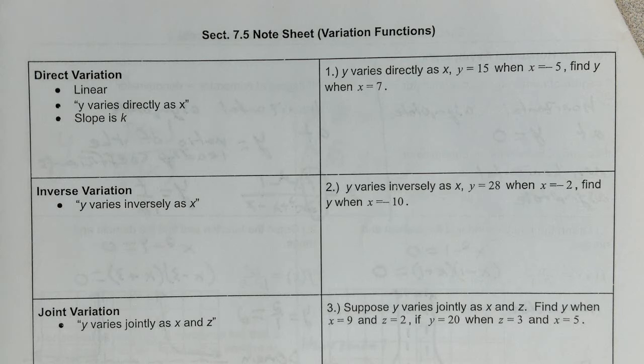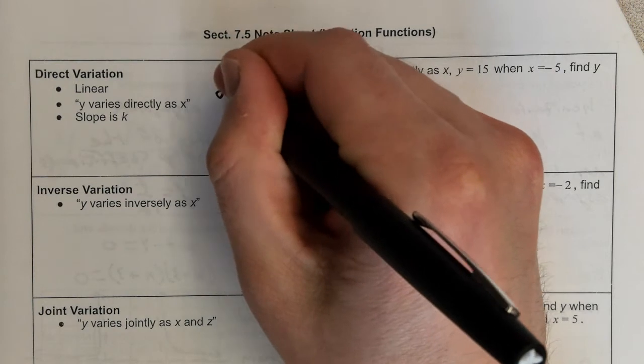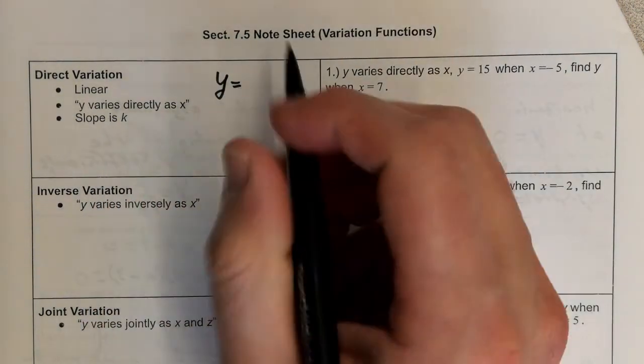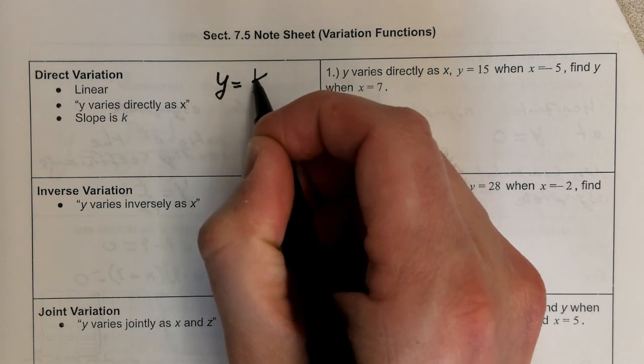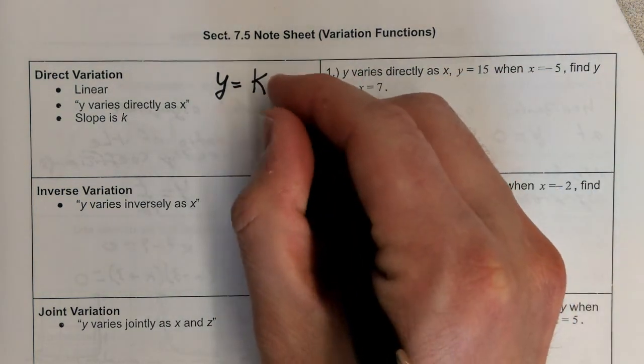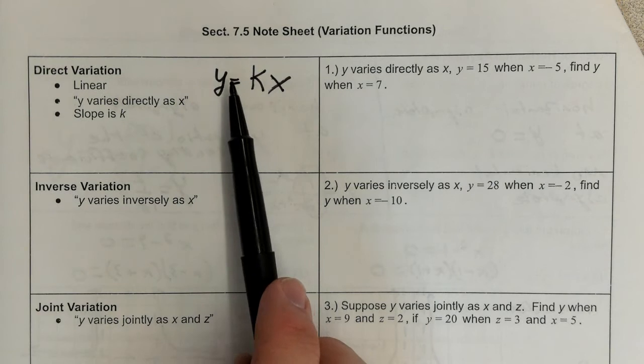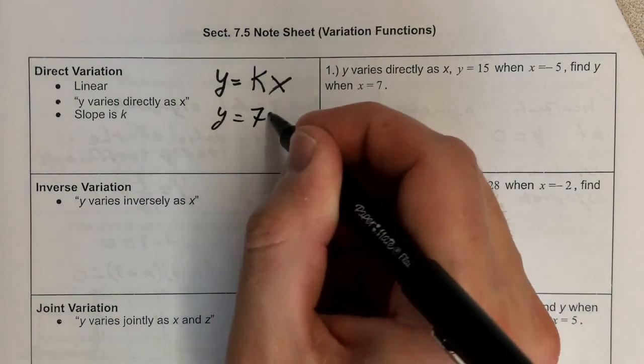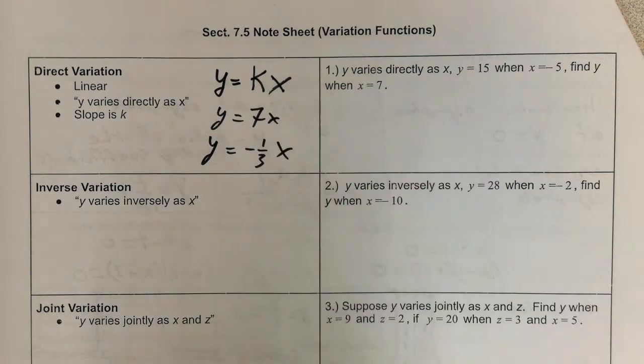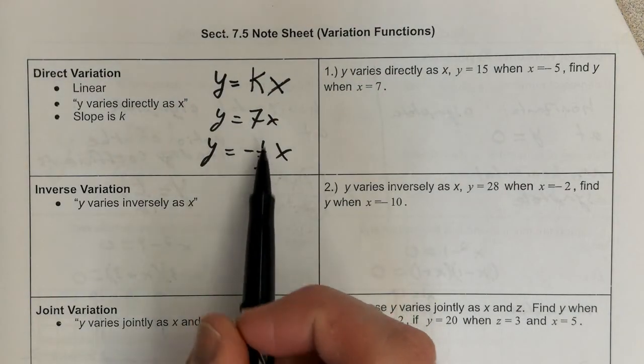Direct variation is a relationship between two variables that varies directly, and the relationship is linear. So direct variation takes this form. If we say something like y varies directly as x, then y equals k, which is the constant of variation, times x. You can see this is a very simple linear equation. So you might have something like, as an example, y equals 7x, or y equals negative 1/3 x. Those are a couple examples of direct variation equations. You can see that the k, the constant of variation in these, would be the slope.